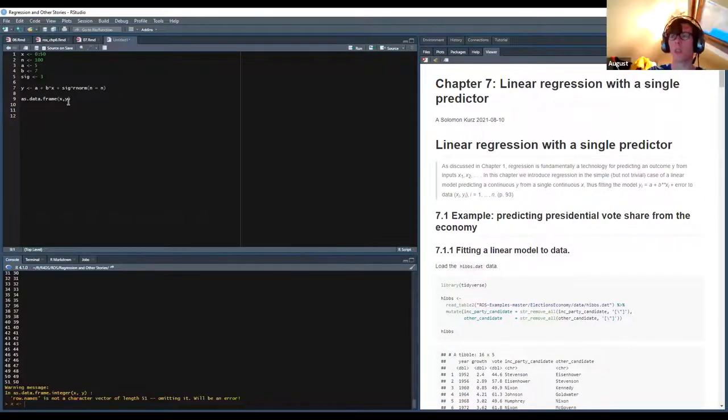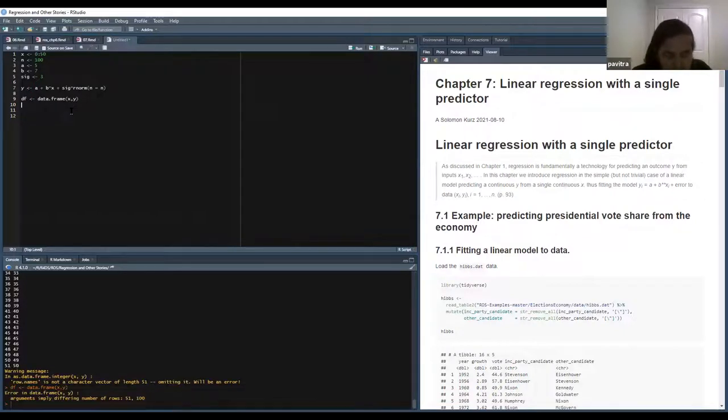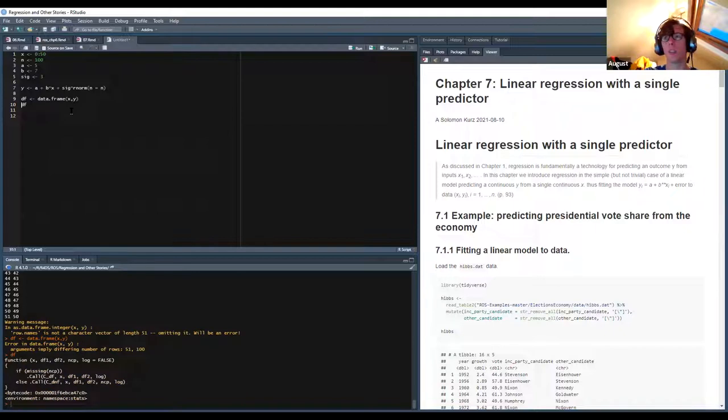I don't think this is right. These people just use the assignment operator and say data.frame x comma y, and they assign it back to some variable. They're not doing as.data.frame. I don't know if that makes a difference. You could just use some variable name. It doesn't like it, so it didn't create it.